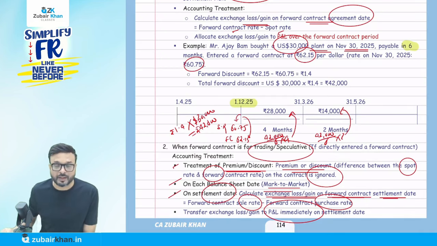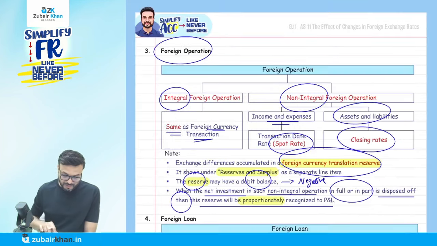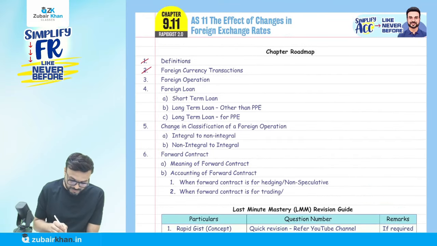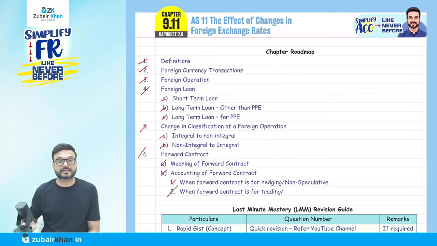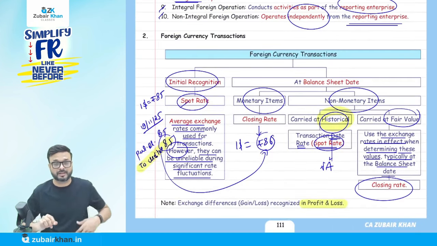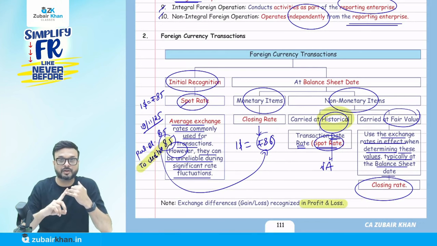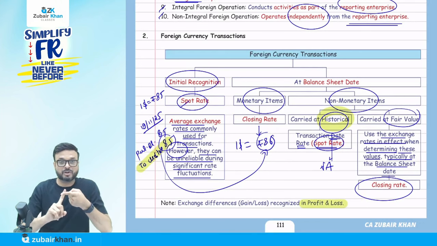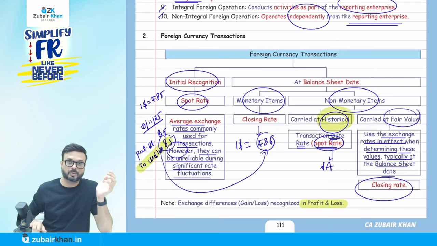Okay. Now, we are done with Accounting Standard 11. So we have covered the definition, foreign currency transaction. Let me revise quickly the accounting treatment that we have discussed. If it is a foreign currency transaction, initially it will be recorded at the spot rate. On the balance sheet date, monetary items are at the closing rate. Non-monetary items valued at historical cost use the spot rate, otherwise fair value uses the closing rate. The difference will go to the profit and loss account.